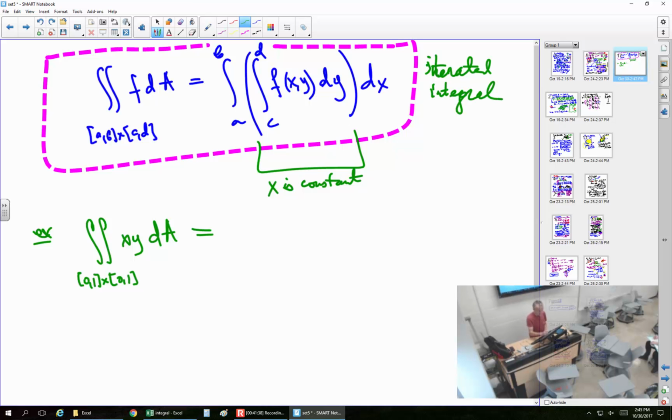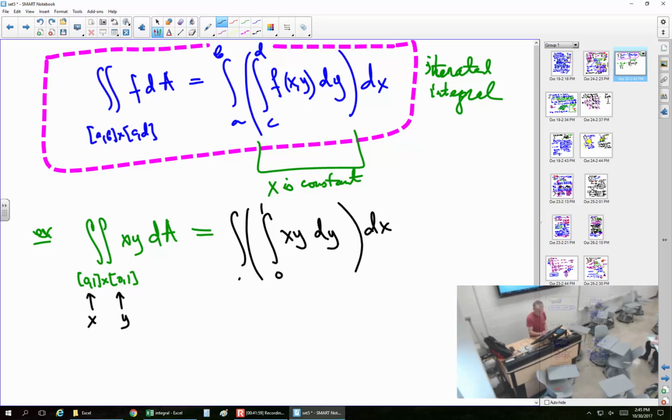Okay, so my intervals are clear. Just remember which one is x and y. X is first, y is second. So there will be two integrals with big parentheses. So it will be xy, dy. Y runs between 0 and 1, like this. Okay.